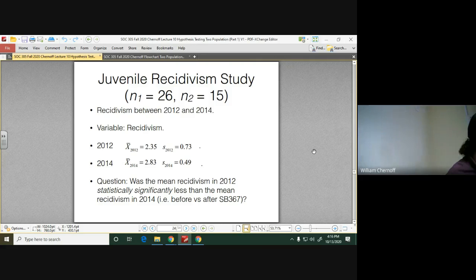So here, our dependent variable is still recidivism, it's still continuous, still this ratio level measure, and our independent variable is still going to be year. In this case, it's 2012 and 2014. So we might be in this situation where we are interested in the mean recidivism in 2012 and wondering if it's going to be statistically significantly less than the mean recidivism in 2014.